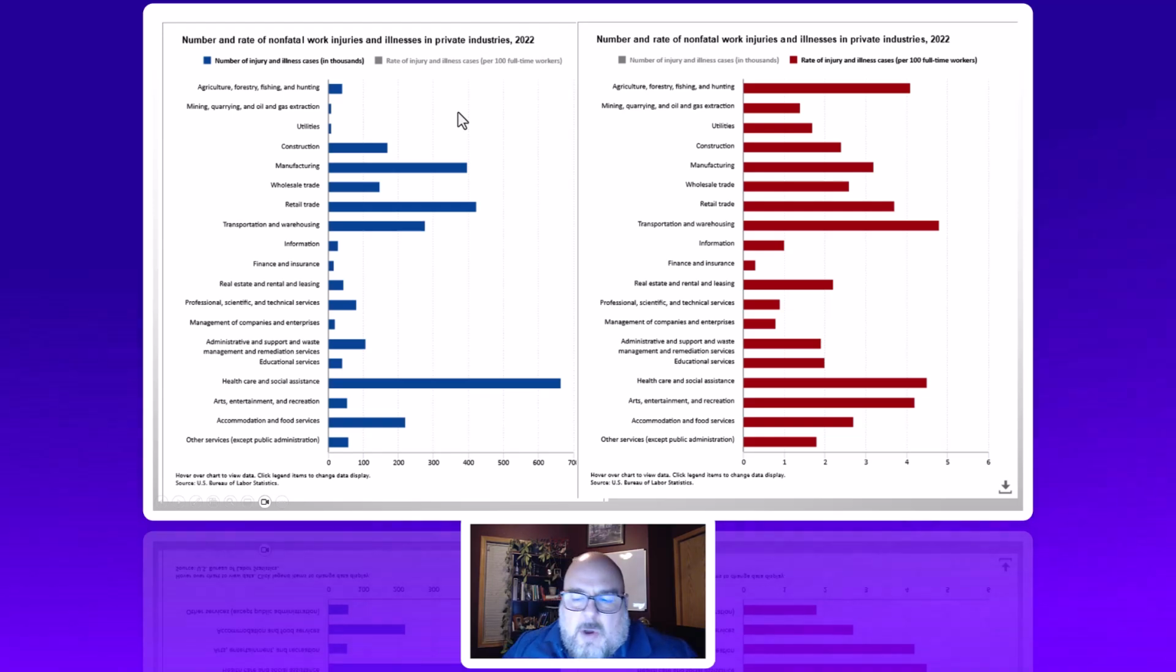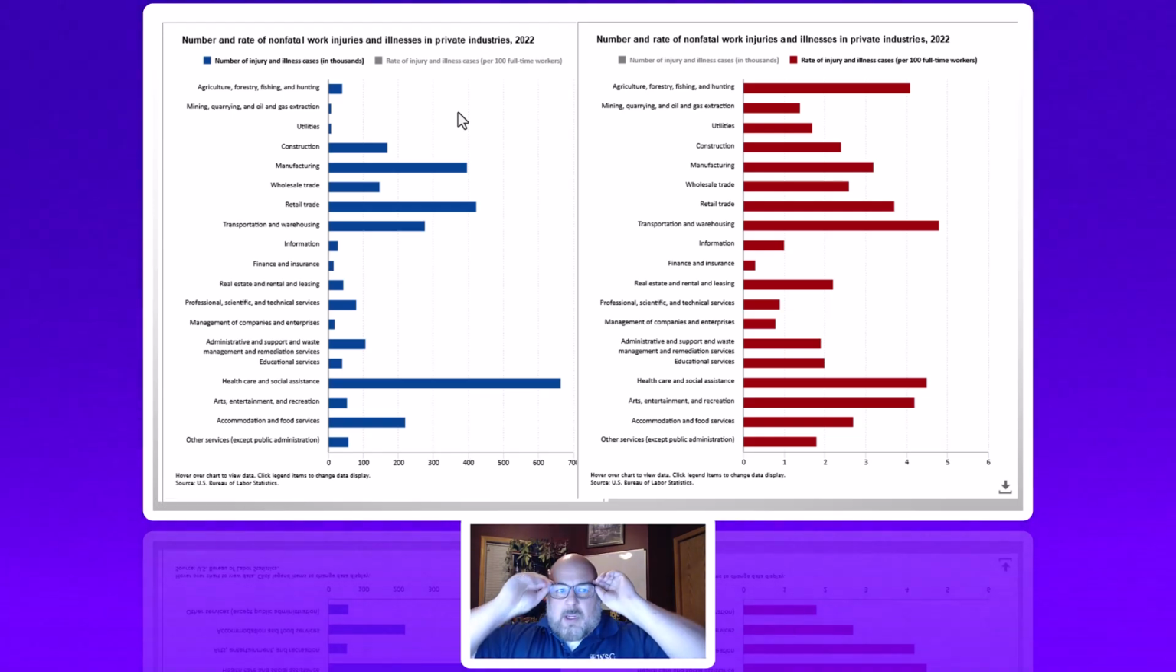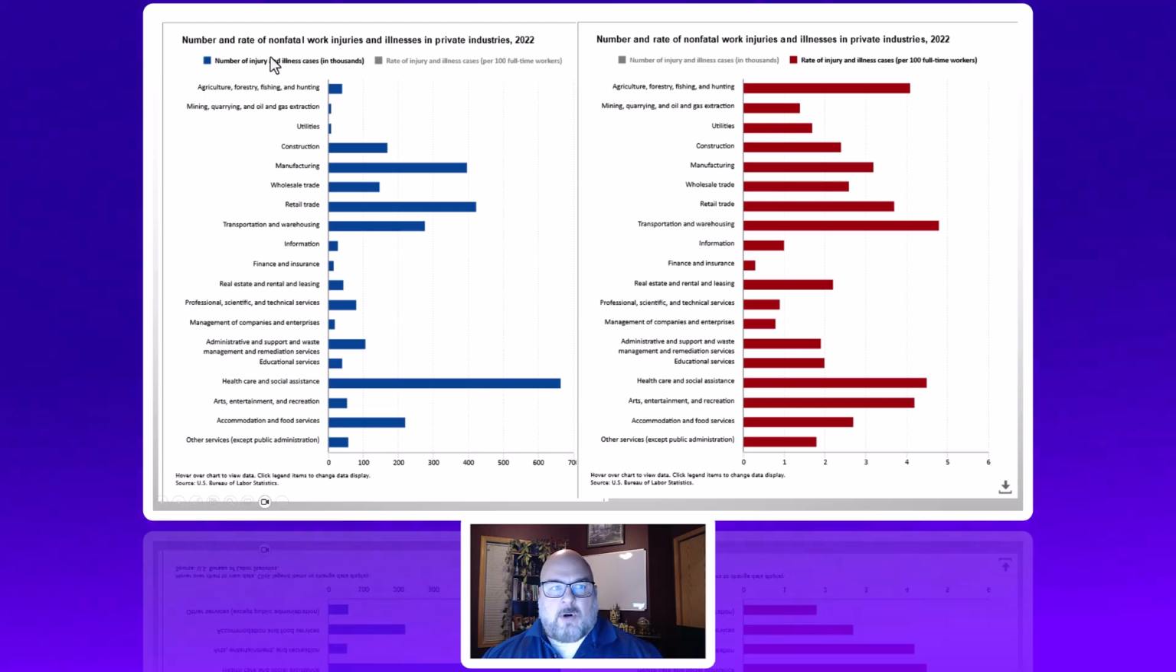Now, when I talked about hours worked, I want to give an example here. On the left, we've got the 2022 number of non-fatal workplace injuries and illnesses just for private industry, which I think is well over 90% of where the workforce is. You can see here that healthcare and social assistance as an industry has the greatest number. Number 2 would be retail trade, number 3 manufacturing.